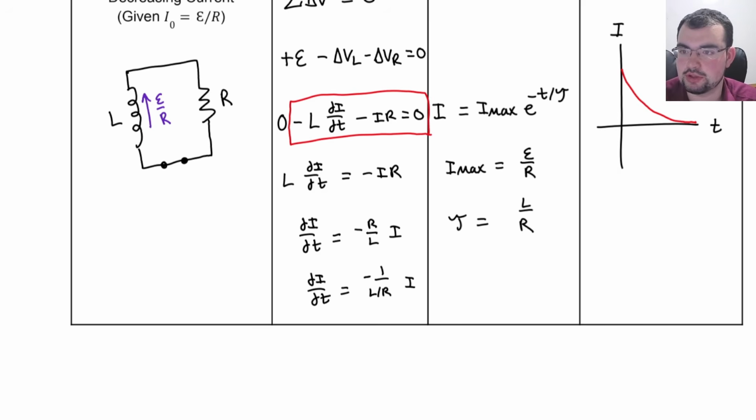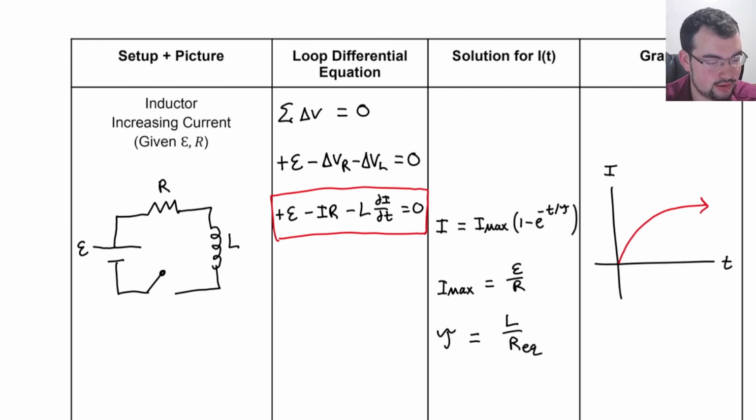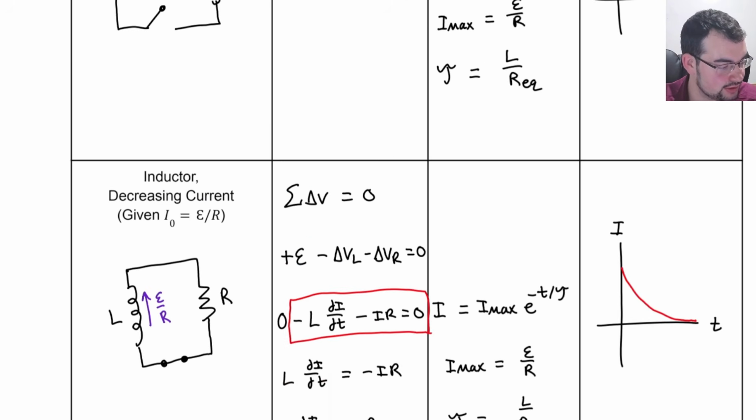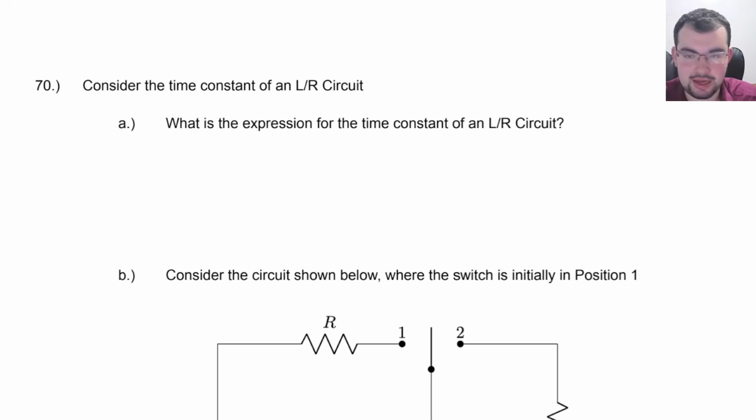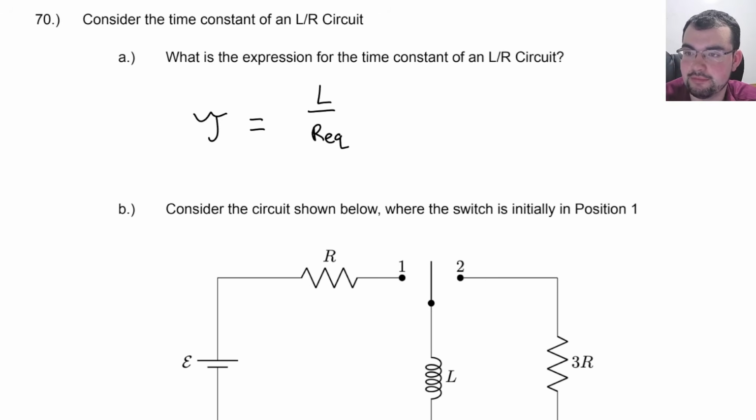But this is just to show you where that time constant comes from. All right, so that's everything with our transient L over R circuit. So what is the time constant of an L over R circuit? Oh, how topical. We just were talking about it. Tau is L over not R, but Req. So be careful of that.